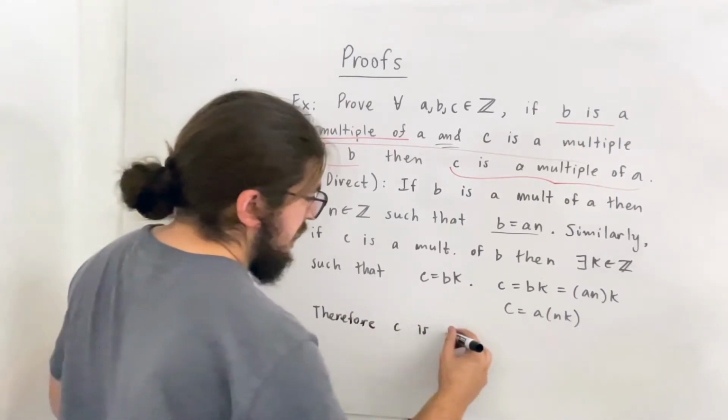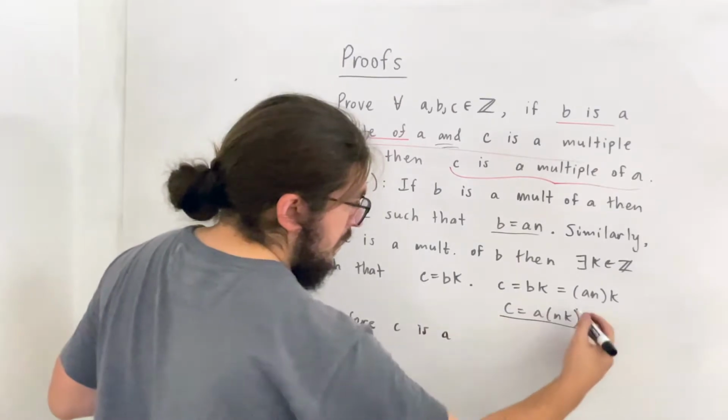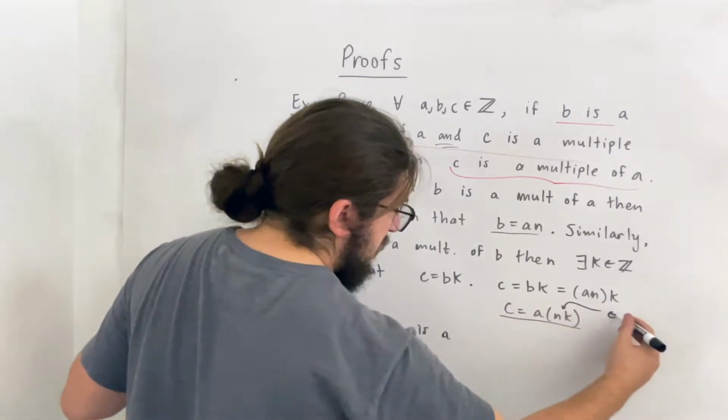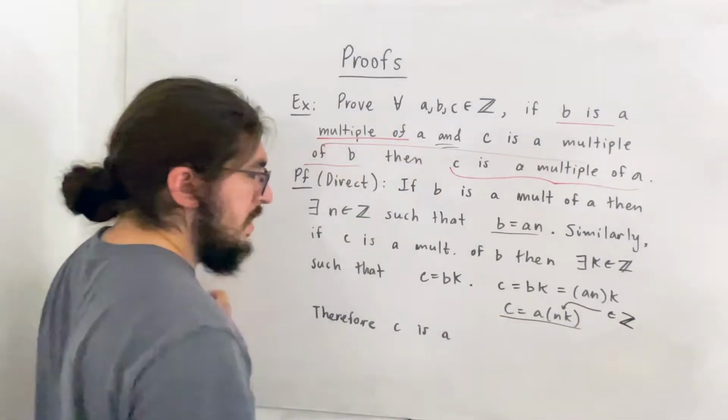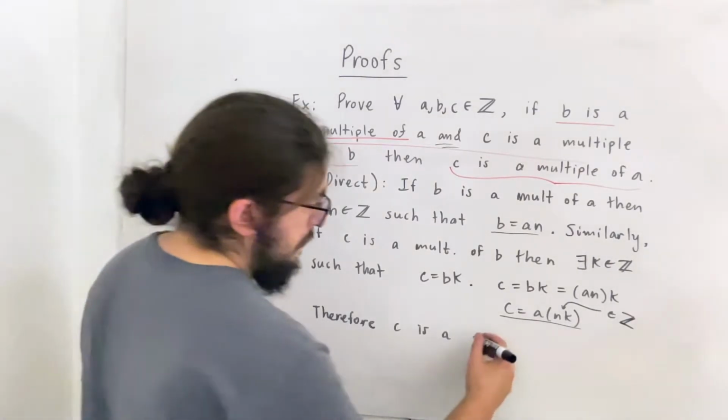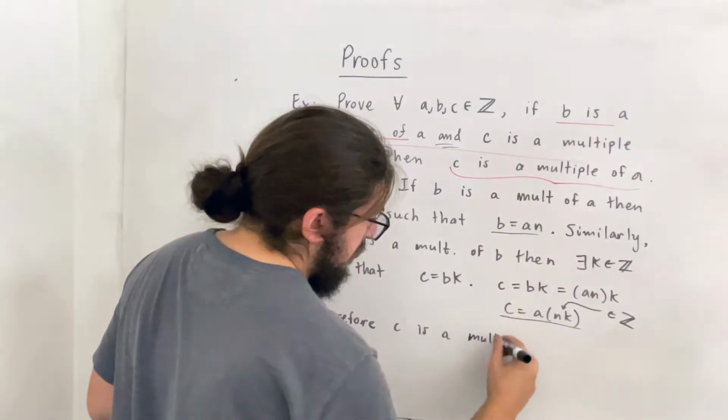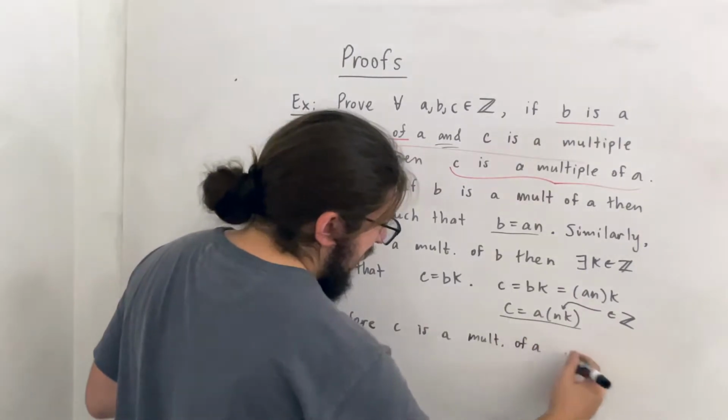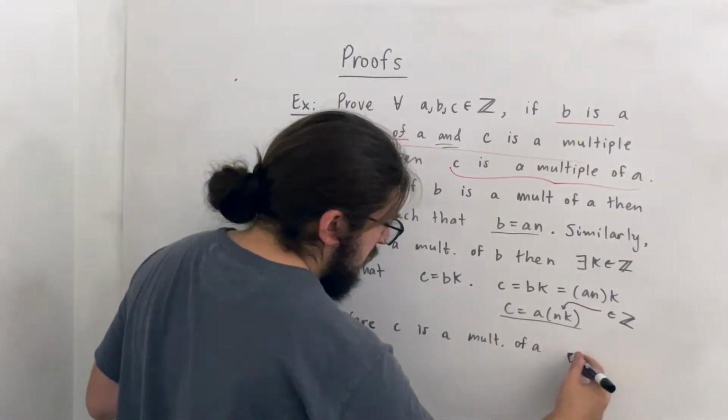C is a multiple of A from this. And that's because this guy is an integer. N times K is an integer. That concludes our proof, so I'll write this tombstone.